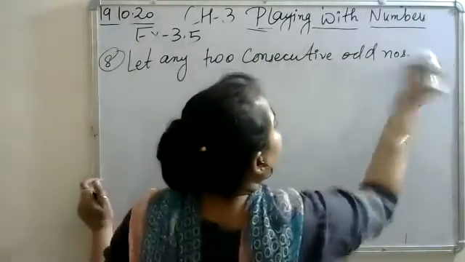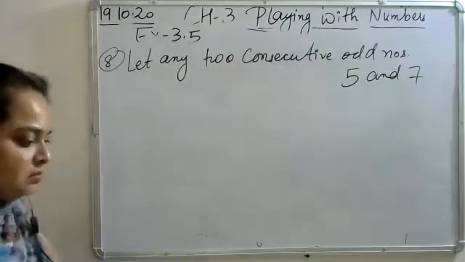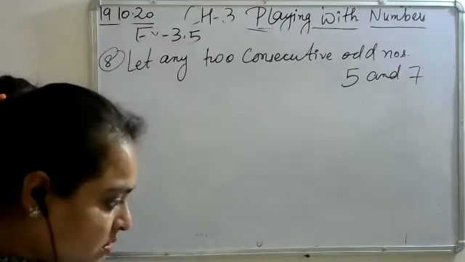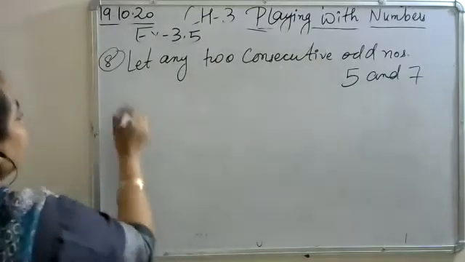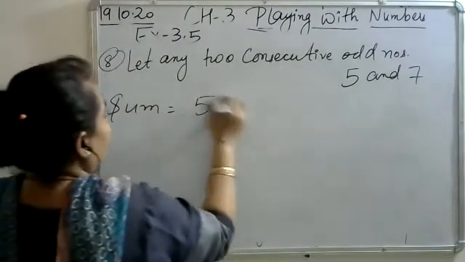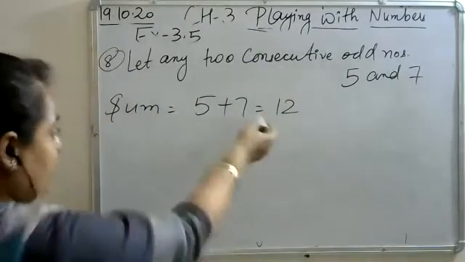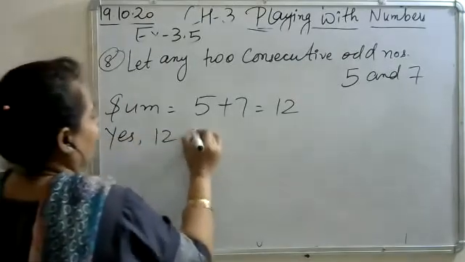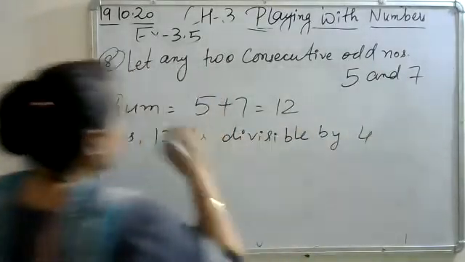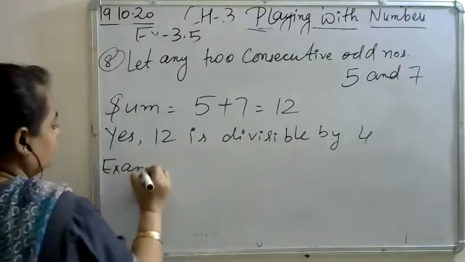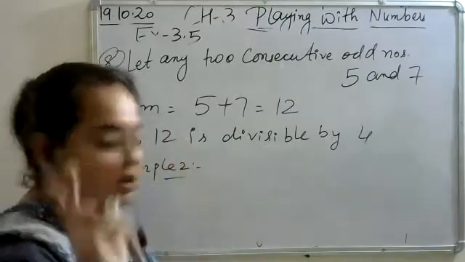So let 5 and 7. Then add the sum. 5 plus 7 is equal to 12. Is it divisible by 4? Yes. 12 is divisible by 4. Similarly, example number 2. Again, at least 2 examples are compulsory.